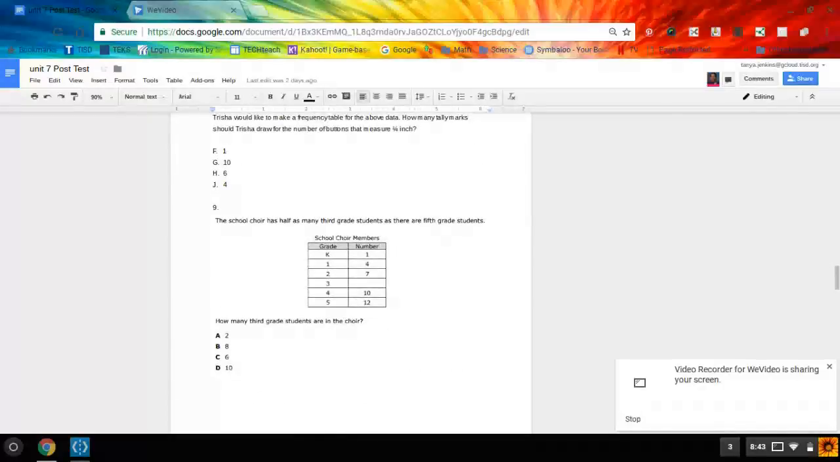Number 9. The school choir has half as many third grade students as there are fifth grade students. How many third grade students are in the choir?